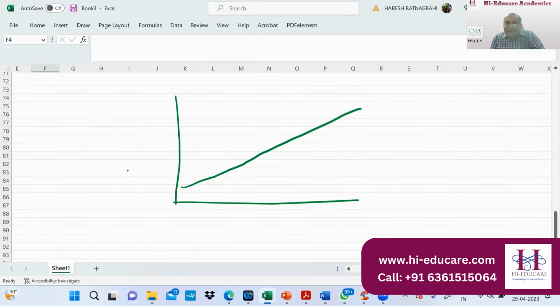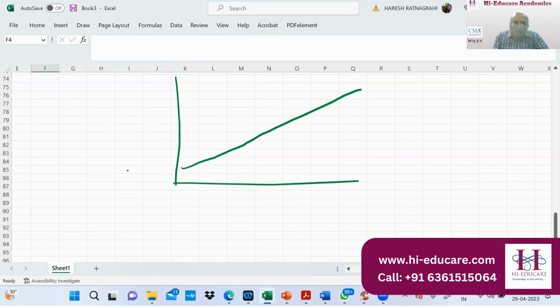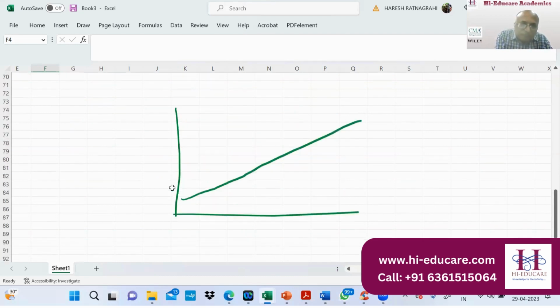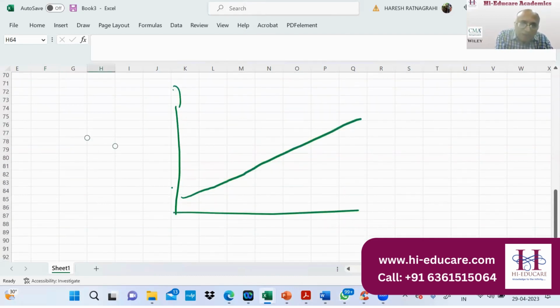It means that if net income is growing, and if this is your equity, the opening balance of equity is this, don't you think your equity is also increasing? Do you agree? Equity is also increasing. Net income is credited to your retained earnings, credited to your reserves and surplus. So basically that equity is also increasing.